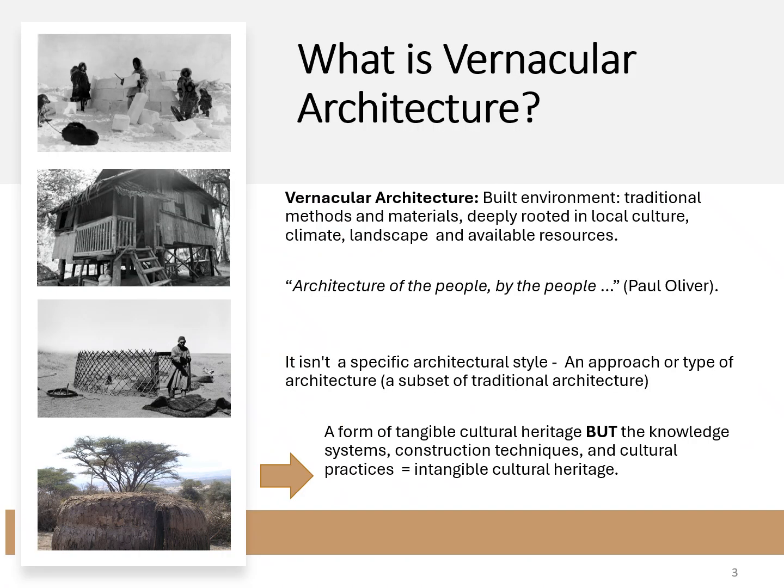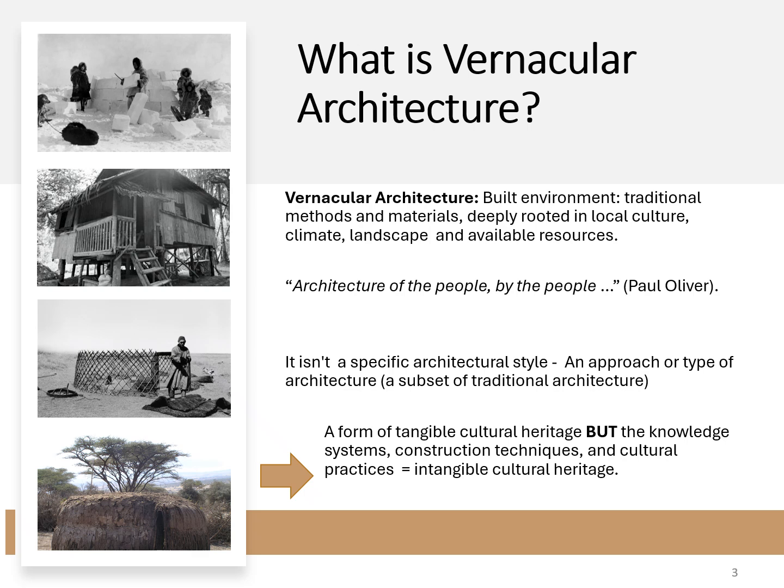Throughout our discussion, we need to define what we mean by vernacular architecture and outline its main characteristics. Vernacular architecture refers to the built environment constructed using traditional methods and materials deeply rooted in local culture, climate, landscape, and available resources. Architect Paul Oliver, a major scholar of vernacular architecture, described it as the architecture of the people and by the people, but not for the people as customers or clients.